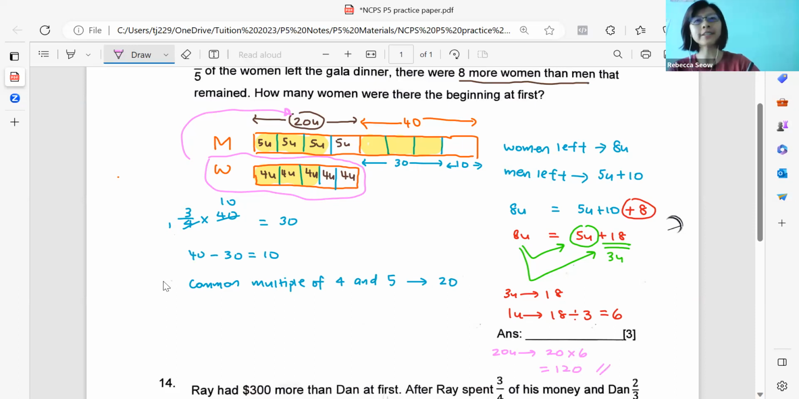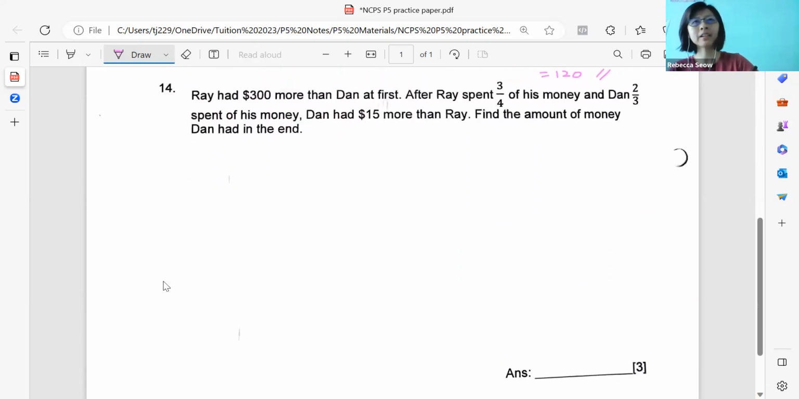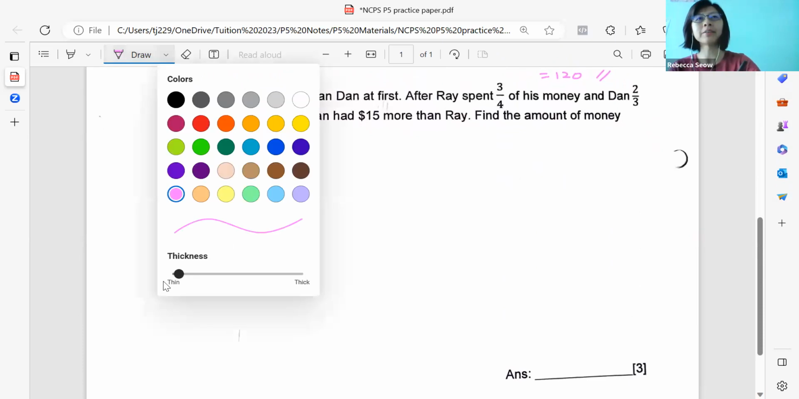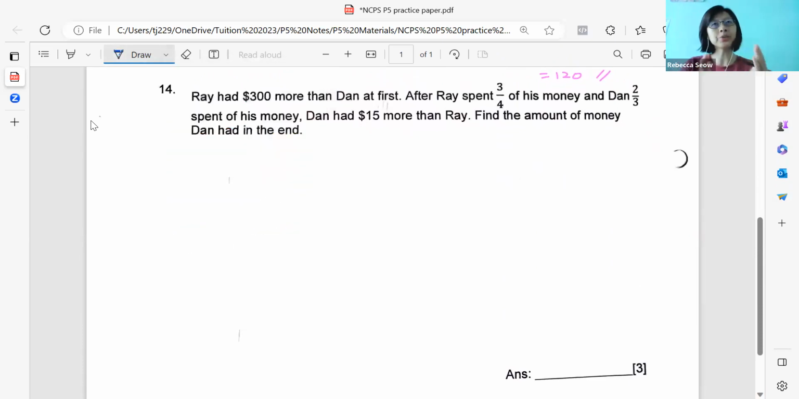Okay, let's move on to the second question. The second question talks about money between 2 people. Ray had $300 more than Dan at first. After Ray spent 3/4 of his money and Dan spent 2/3 of his money, Dan had $15 more than Ray. Find the amount of money that Dan had in the end.